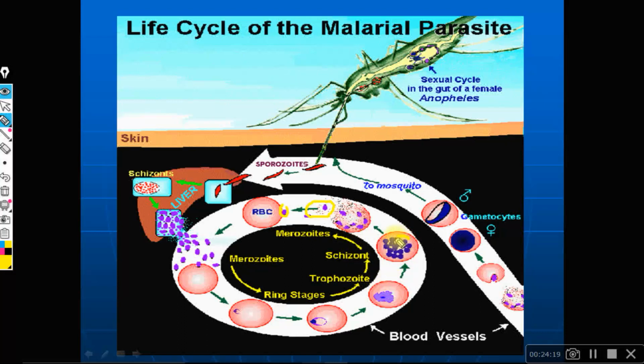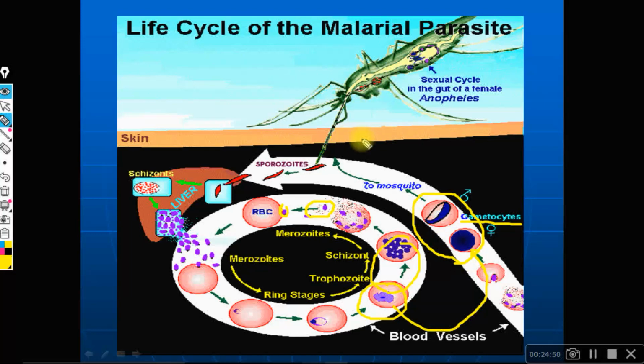But some of these trophozoites will differentiate into the sexual form of the malarial parasite, called a gametocyte. You know the word gamete: it is related to the cells produced in your sex organs, which are related to the sexual life cycle. So gametocytes have been shown as both male and female forms, and this stays within the blood circulation as the sexual form.